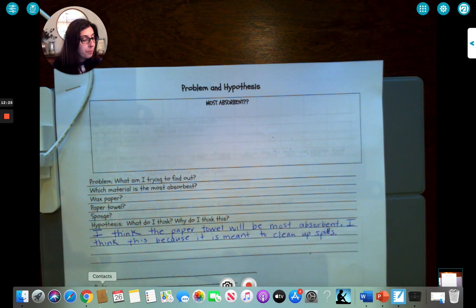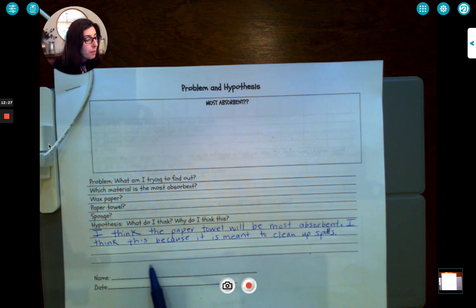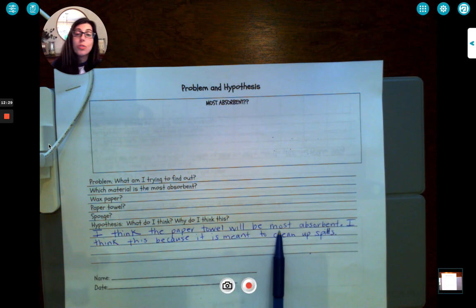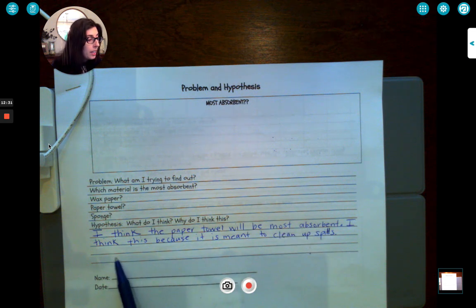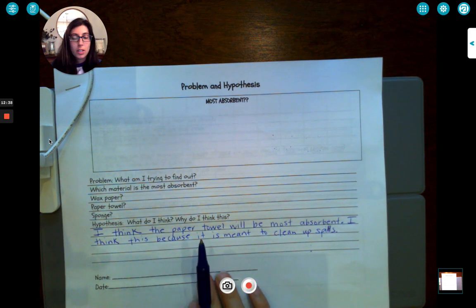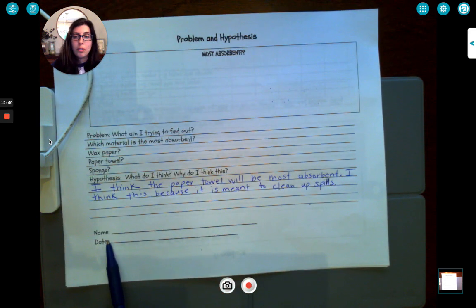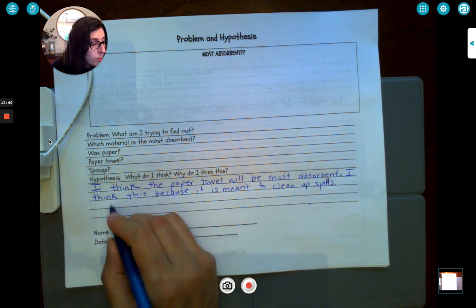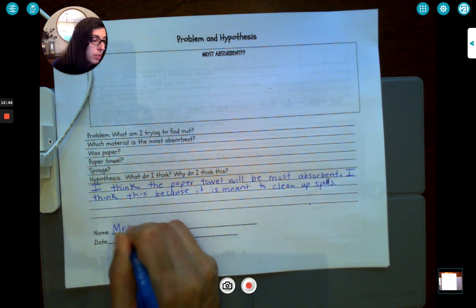This is what I wrote. I think the paper towel will be most absorbent. I think this because it is meant to clean up spills. Oh my goodness, I just realized something serious. I forgot to do something. What did I forget to do? I forgot to write my name. That's always supposed to be the first thing I do. I'm going to do that now.